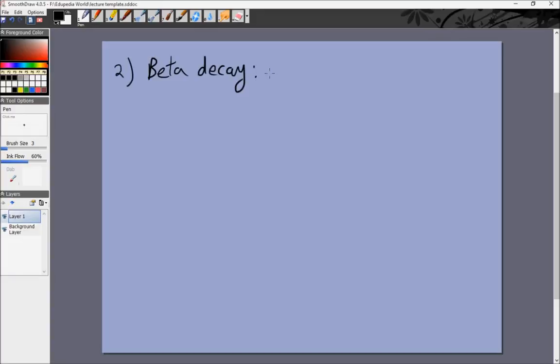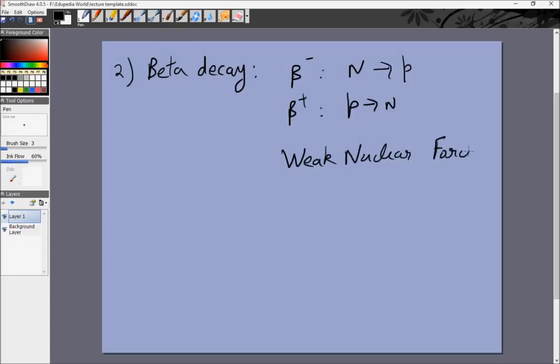It has two variations, beta minus decay and beta plus decay. Beta minus decay happens when a neutron converts to a proton, and beta plus decay happens when a proton converts to a neutron. Now, why do these particles convert to another particle? That is because of the presence of a weak nuclear force. We have seen very early on in our video that there are four fundamental forces in nature: the gravitational force, the electromagnetic force, the strong nuclear force, and we see the fourth one now, the weak nuclear force.